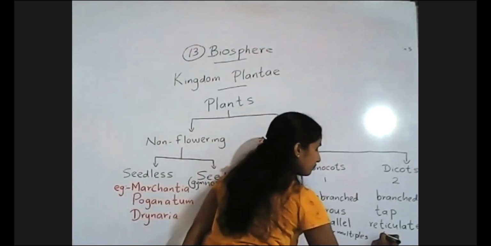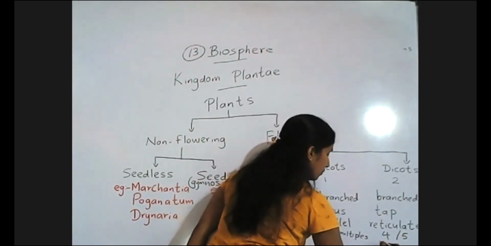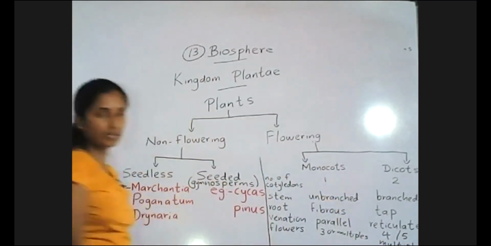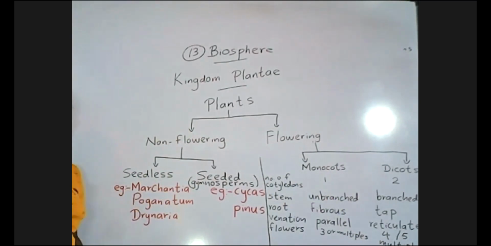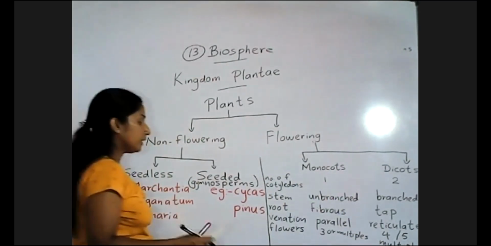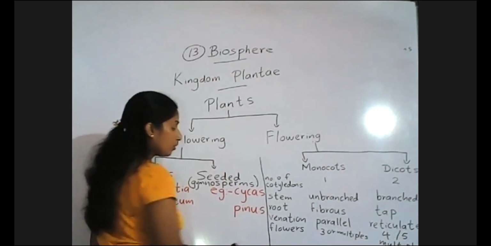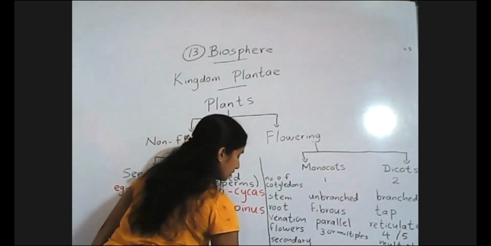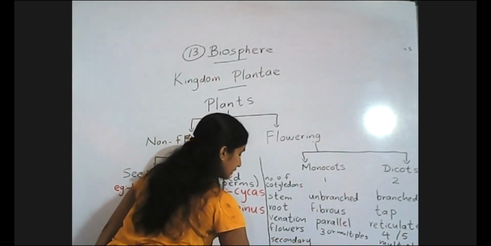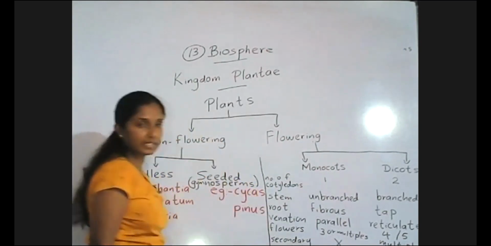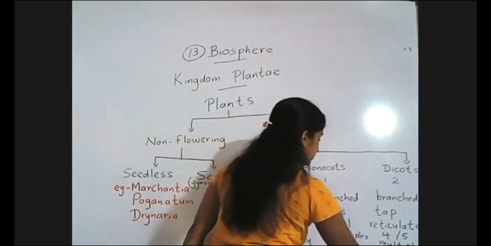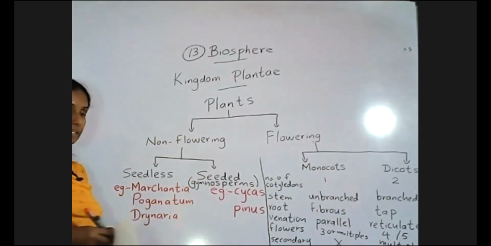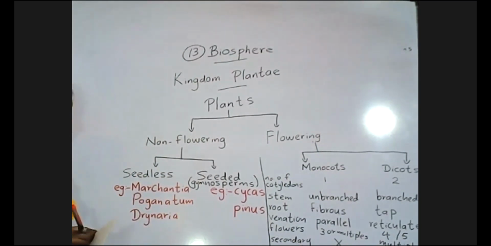Here in dicots, 4 or 5 or multiples, right? And here in monocots, no secondary growth. Secondary growth in monocots, no secondary growth. But here in dicots, we can identify the secondary growth, right? Monocots and dicots.